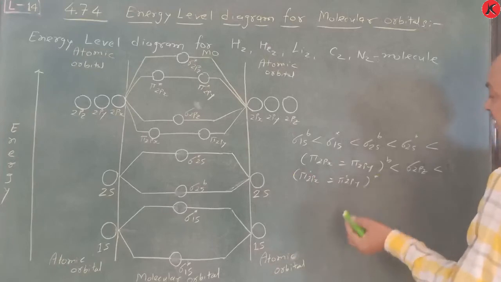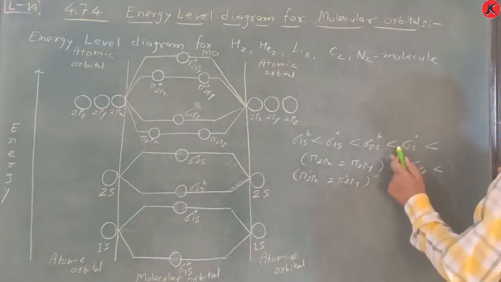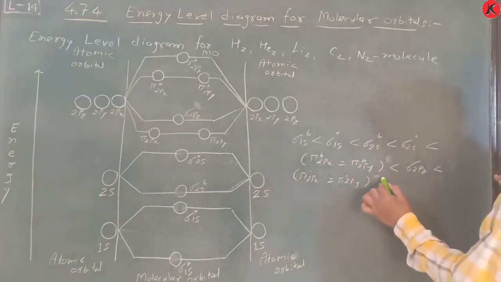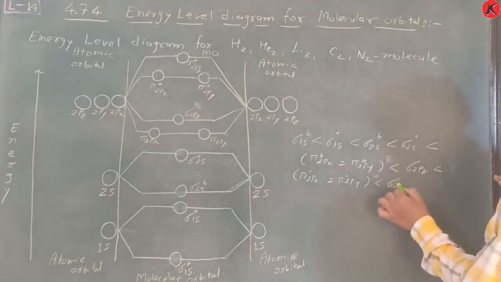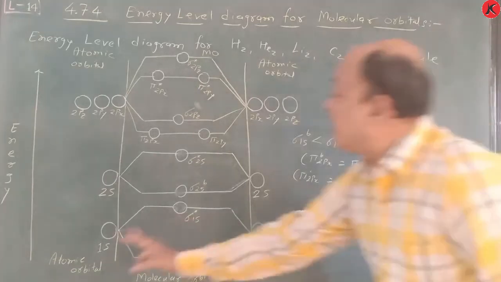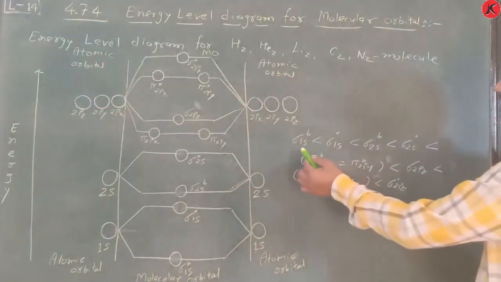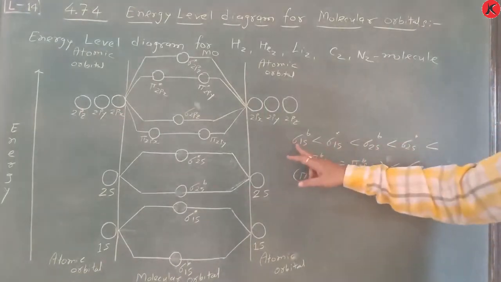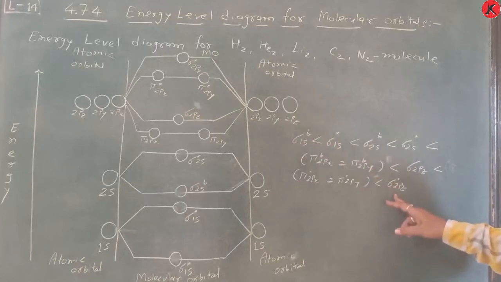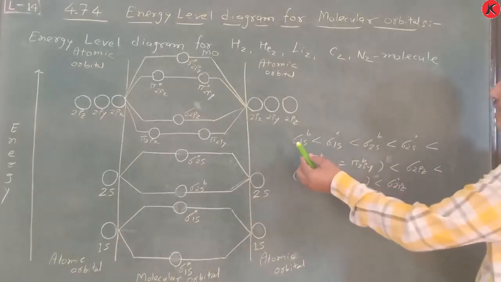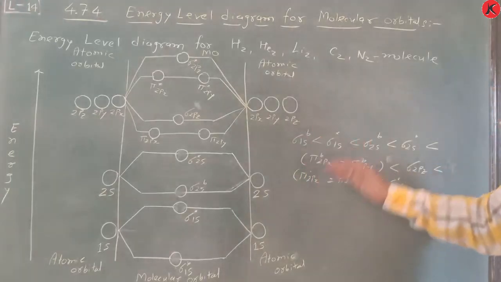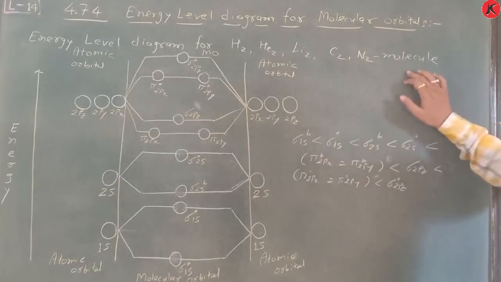You have to write bonding here, and then sigma star 2pz. So sigma star 2pz has more energy, with energy increasing upward. This is how the lowest energy is sigma 1s bonding and the highest energy is the sigma star 2pz orbital. This order is true up to N2.